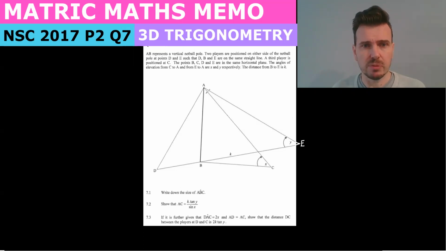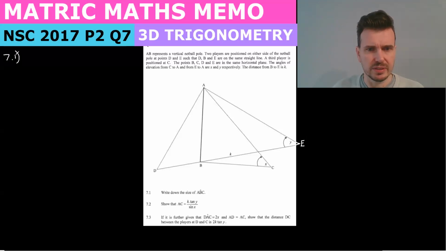So we've got a netball pole, and you've got players at X and Y, and we've got angles of elevation of D. Okay, so there's a player at D as well. So you've got 3 players at D, C, and E, and you've got a length BE, which is K. And they've asked you, question 7.1, to calculate the size of ABC.